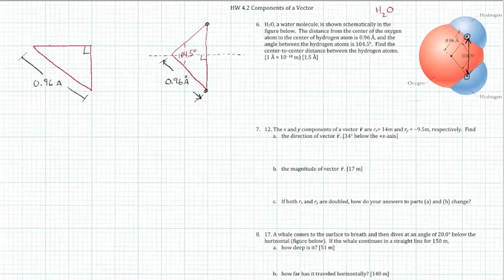And well, so what about these angles right here? Well, if we took this 104.5 degree angle and we simply cut it in half, or we bisected it, so from here to here, that should be half of 104.5. So this angle right there should be 52.25 degrees.